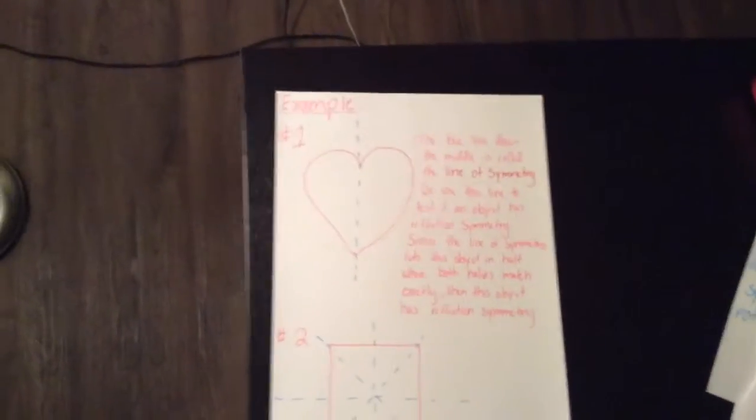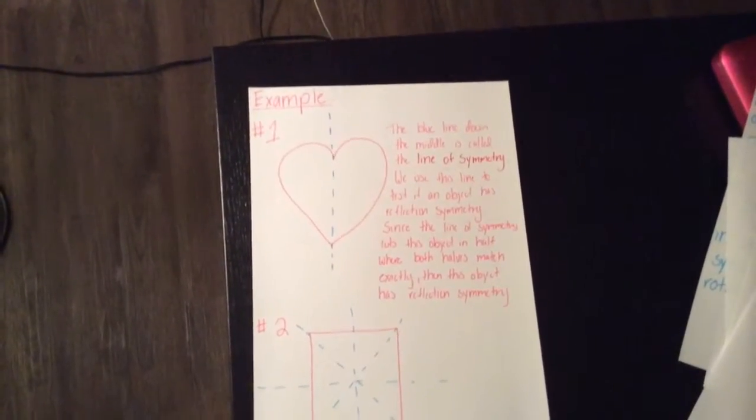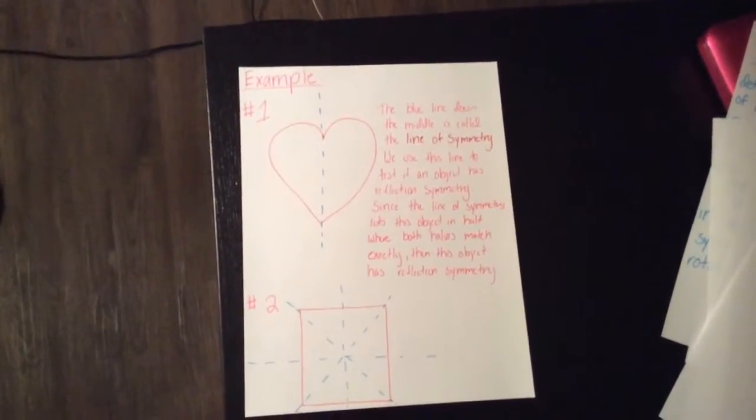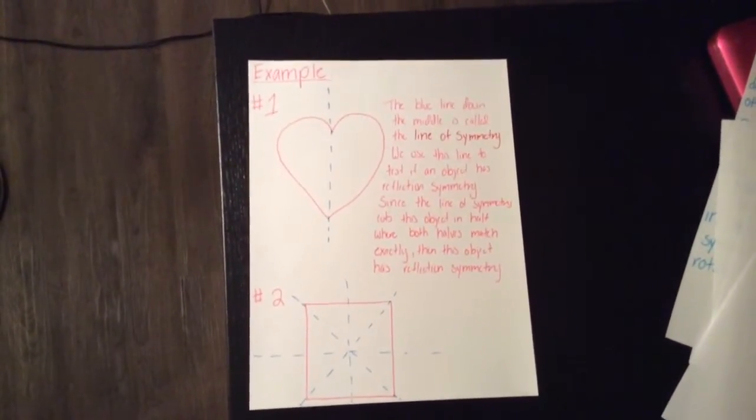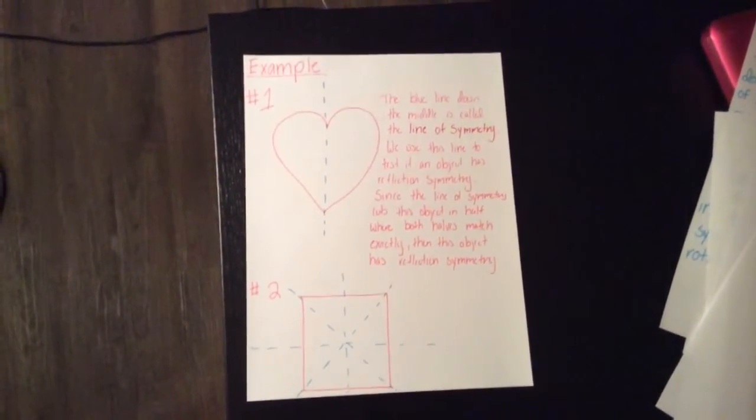Our first example is a heart. The blue line down the middle is called the line of symmetry. We use the line of symmetry to test if an object has reflection symmetry. Since the line of symmetry cuts the object in half, where both halves match exactly, then this object has reflection symmetry.